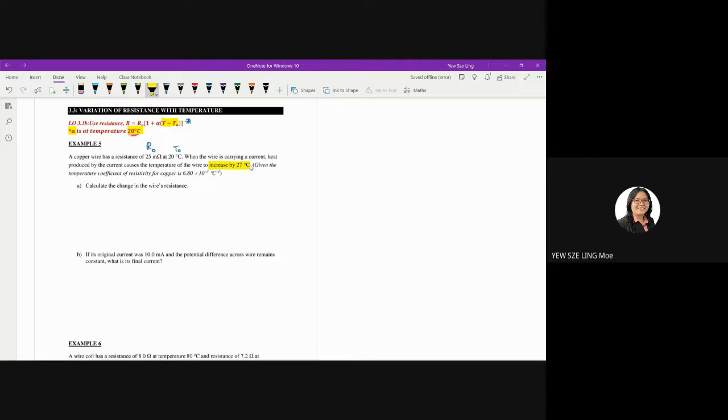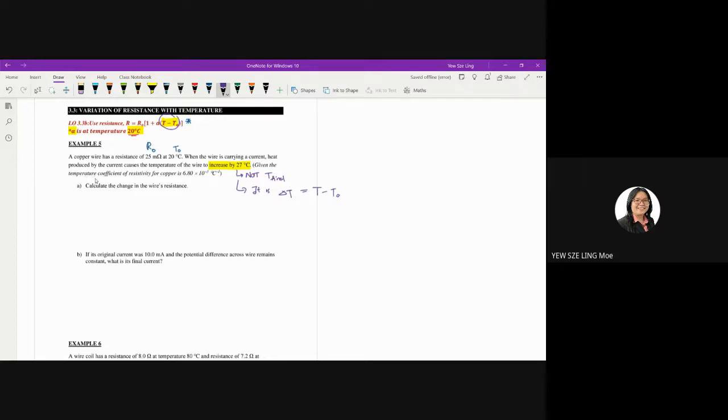Increase by 27 degrees. This is not your final temperature. Okay, this is not T final, but rather it is your delta T, the change in temperature. So delta T is actually equal to T minus T naught. So straight away, it gives you the values for this part of the equation already. Okay, T minus T naught.